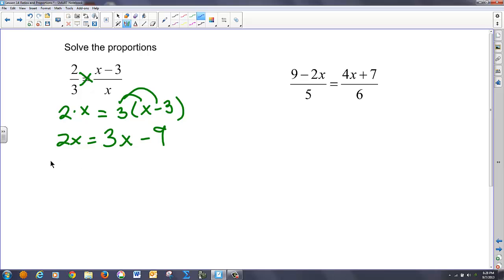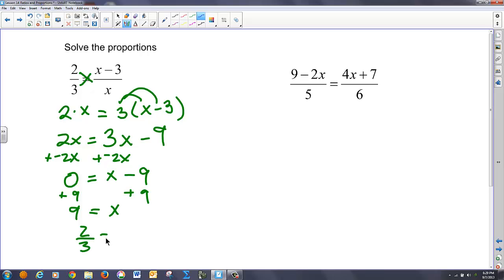Let's see, what do I want to do first? I think I'll add a negative 2x to both sides, because I like keeping my x's positive. 2x minus 2x is 0, and I have x minus 9 is equal to 0, so I'm going to add 9 to both sides, and x will equal 9. And just to check, I have 2/3 is equal to 9 minus 3 over 9, which is 6 over 9, and that reduces to 2/3. So I'm good to go.